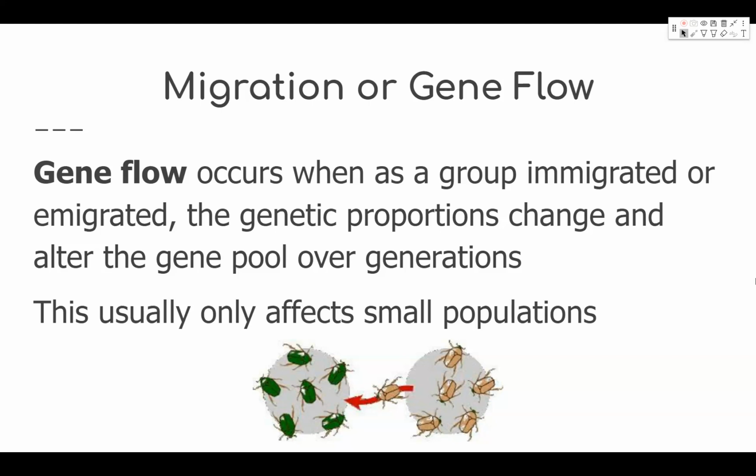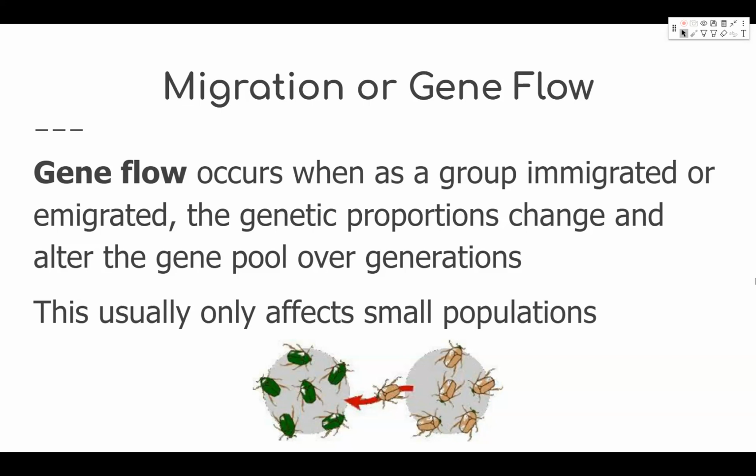Now think about the school or the state. If somebody with blonde hair drives across state lines, it's not going to affect the population distribution that much. It's not going to affect the percentage of people with blonde hair by very much. So this usually only happens in small populations.